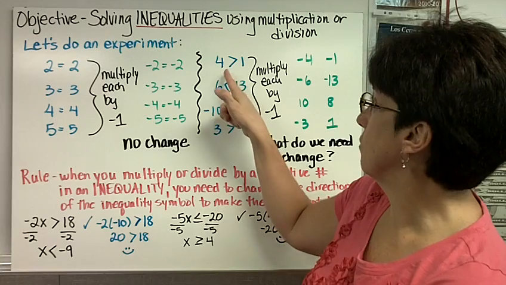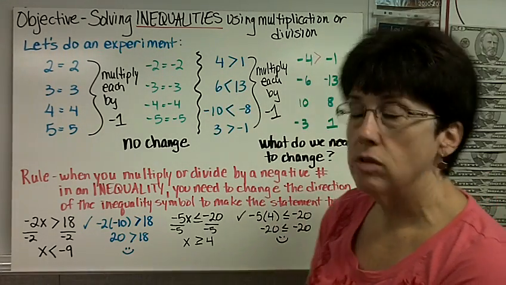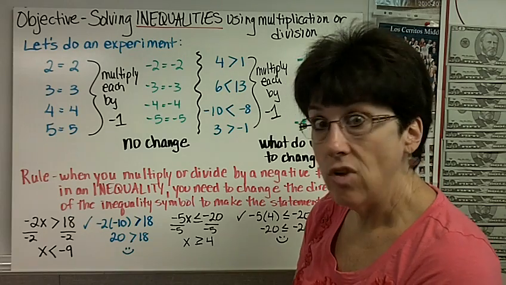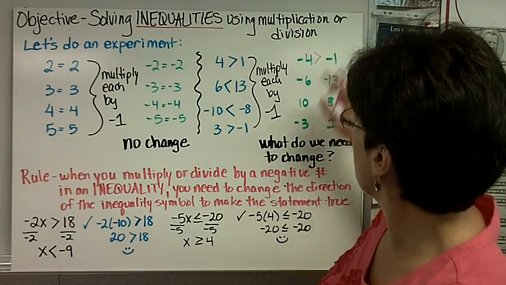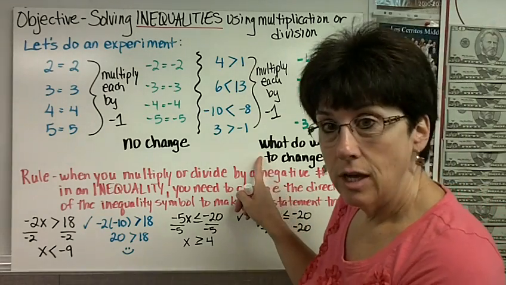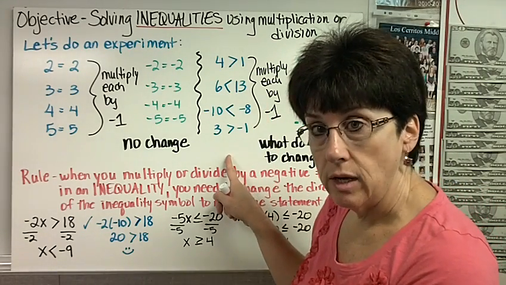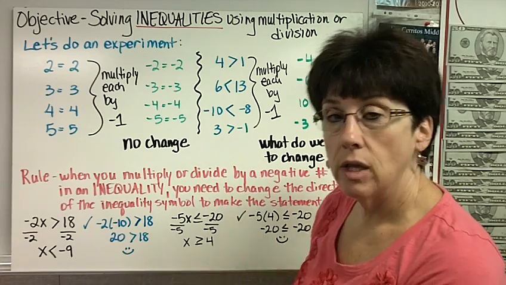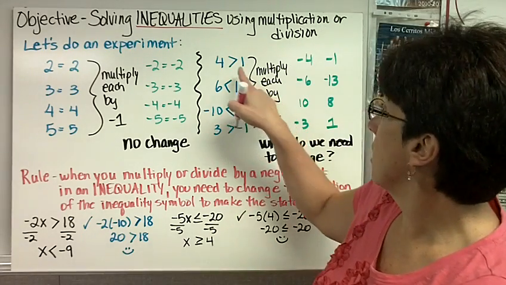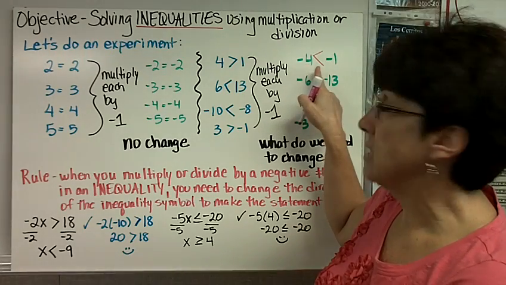Let's look at the first one. If I go like this and say -4 is greater than -1, is that true? No, -4 is not greater than -1. So what do we need to change? In order to keep this statement true, when we multiply by -1, we need to change our inequality symbol to face the other way.